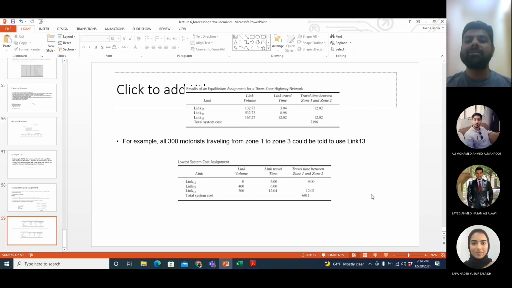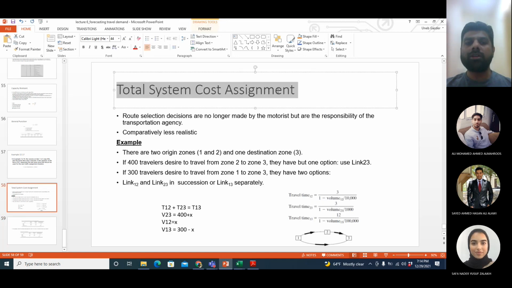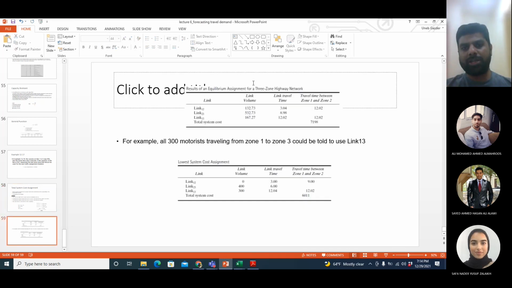Okay, so this is the thing. This is reducing total system cost assignment. Total system cost assignment meaning you are reducing the total travel time of the entire network, but you have to force the motorists to use a particular route against their choice. The first table was the choice of the motorist, and the second table is the forced matrix, which is reducing the total system cost, but it is not realistic as I mentioned earlier.